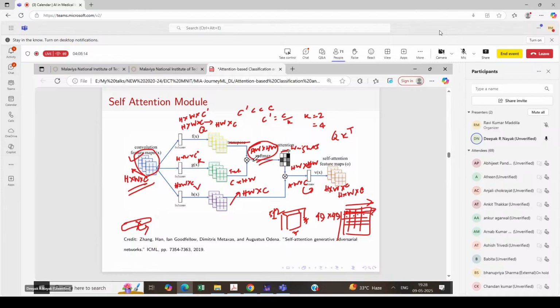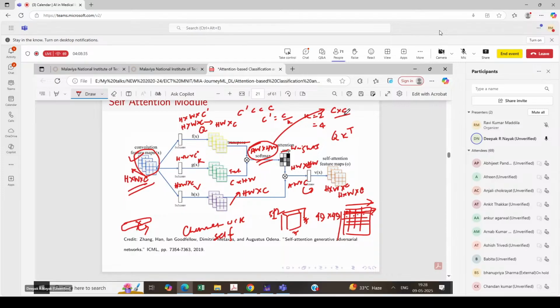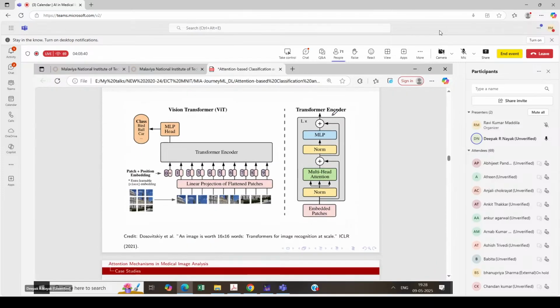So similarly, we have also developed something called channel-wise self-attention, where you can find the global or pair-wise relationship among the channels, how every channel is related to every other channel. So in that case, this attention weight matrix will have size C cross C. I hope you got my point, how to design this, right?